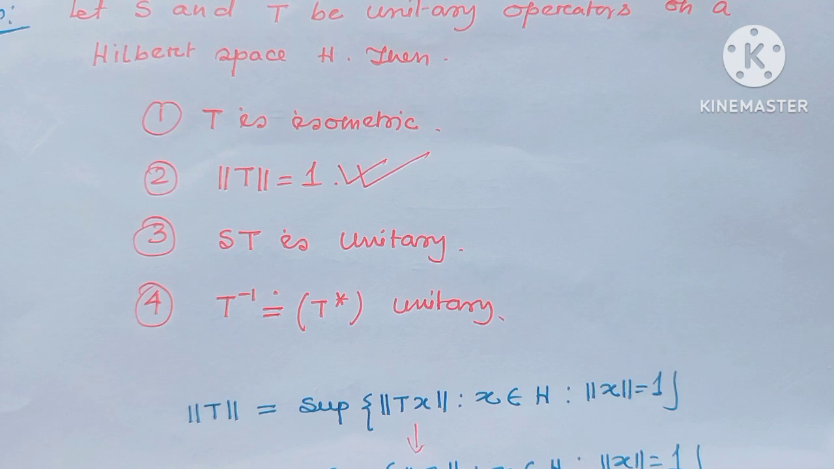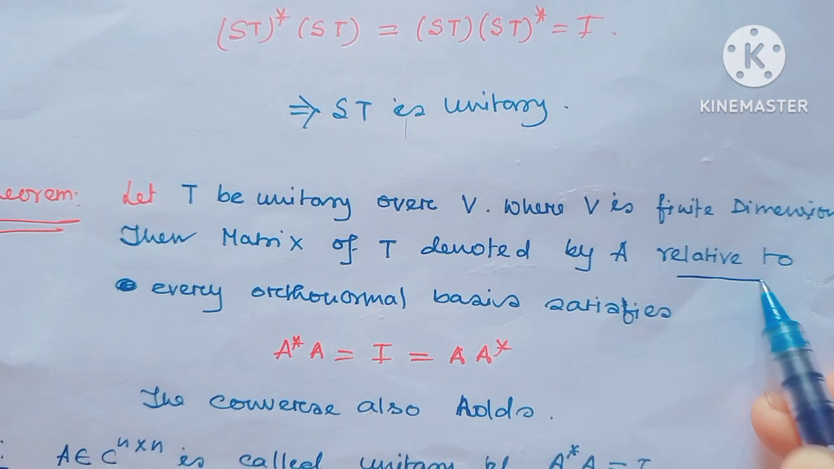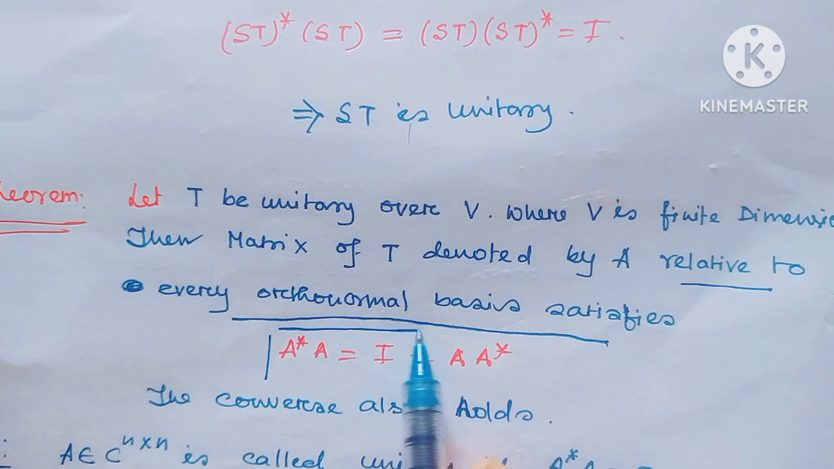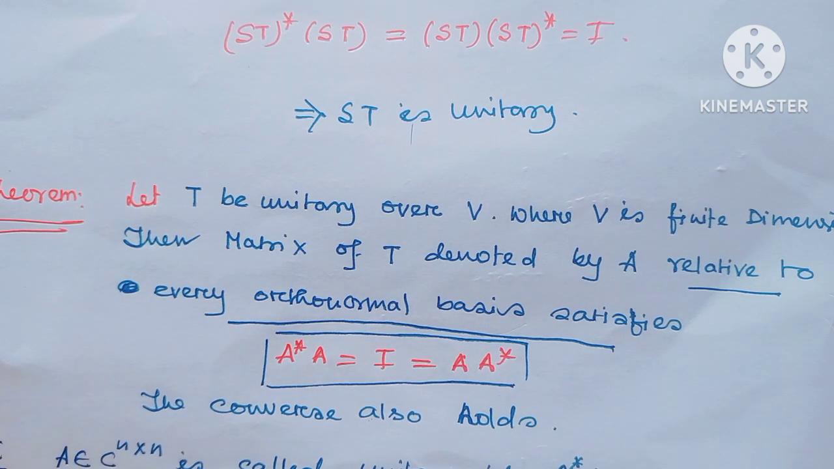We all know that T star equals the adjoint operator, and this is unitary. These are the properties of a unitary operator. If T is a unitary operator over the vector space V, where V is a finite dimensional vector space, then the matrix of T, denoted by A, relative to every orthonormal basis satisfies A star A equals A A star equals identity.